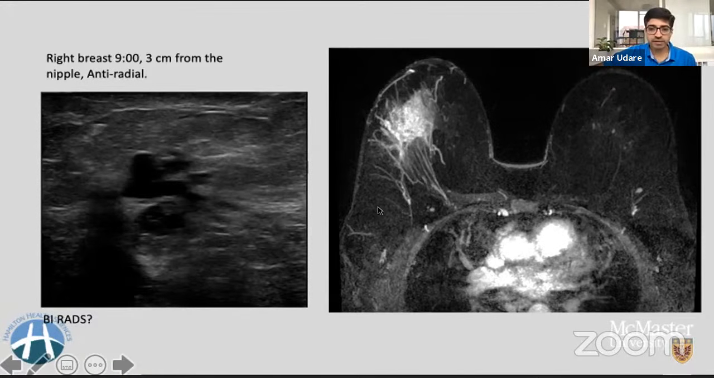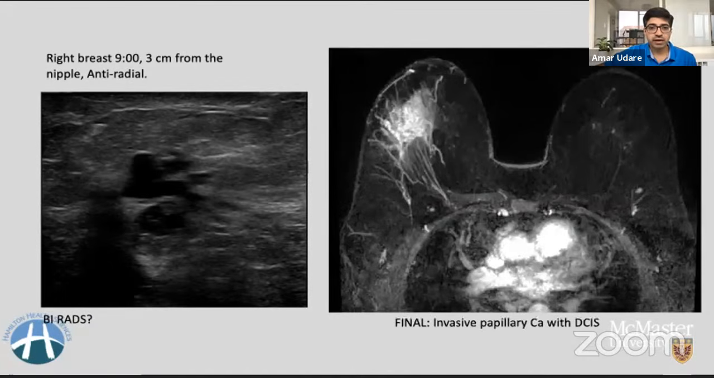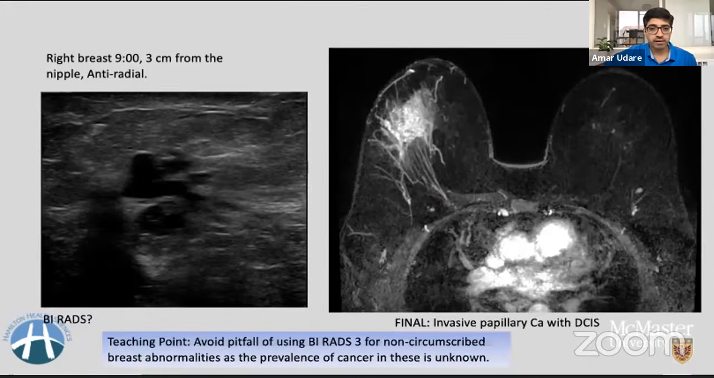There was extensive biopsy in this region, and ultimately on lumpectomy, finally on mastectomy, it turned out to be invasive papillary carcinoma with extensive DCIS. So the teaching point in this case, or the take-home point, will be to avoid the pitfall of using BI RADS 3 for non-circumscribed breast masses on ultrasound, because the risk of malignancy based on all the provided literature is for circumscribed lesions in breast ultrasound as well as mammogram.